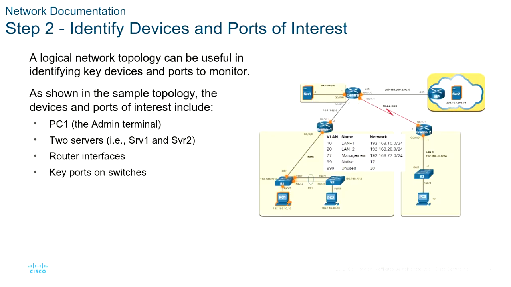Okay, step 2. Let's identify some devices and ports of interest. In this particular sample graphic, we're going to use PC1, an administrator terminal. We're going to use a couple of servers, server 1, server 2. We're going to look at some router interface ports, and we're going to look at some key ports on the switches that go to the 2 servers or something of that nature.